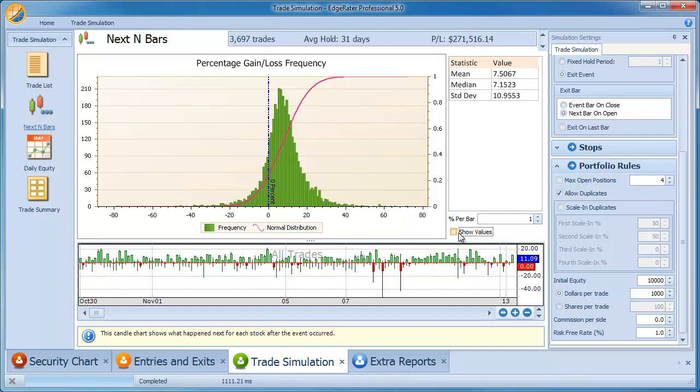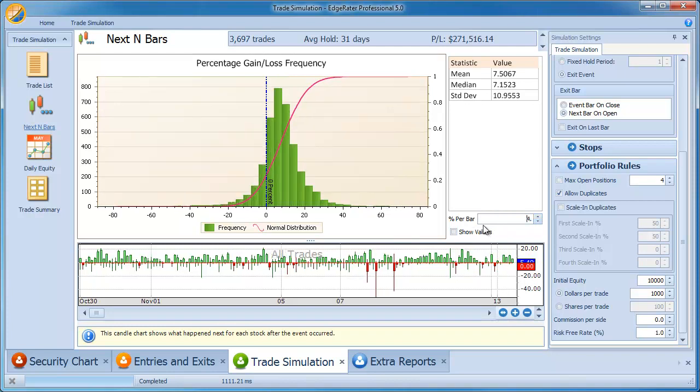You can see the actual number if you click on Show Values, but because the bucket size is only 1%, they are overlaid too tightly to be able to see clearly. So you can change the bucket size, and I'll change it over here to 4%. So now each bucket is a 4% bucket, and if I show values, for example, you can see that 791 stocks gained between 4 and 8%, because that's the bucket represented by this tall green bar here.